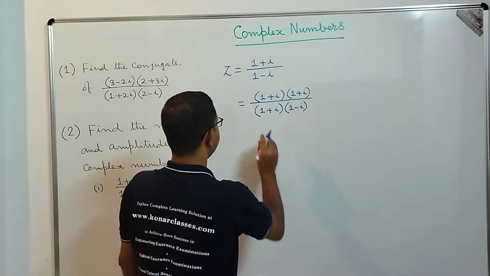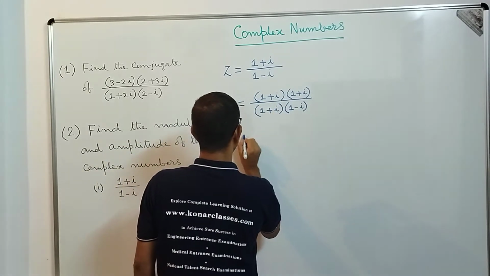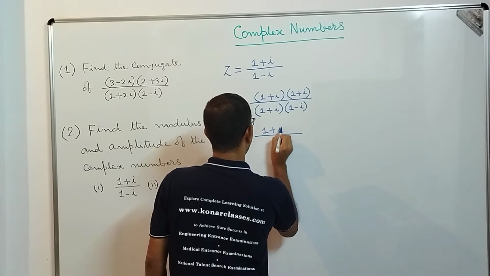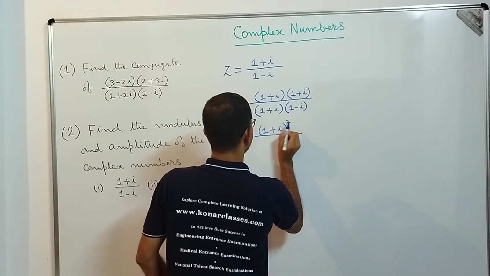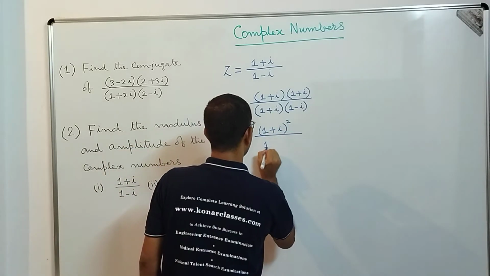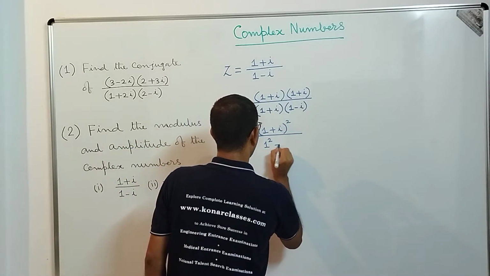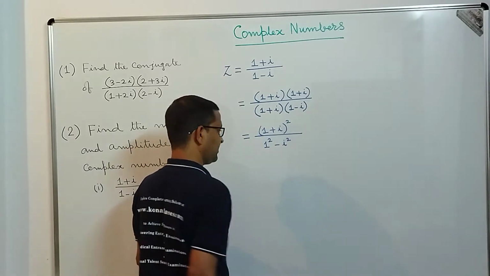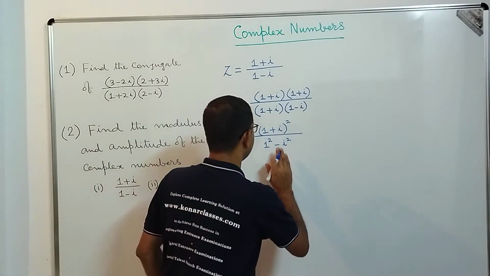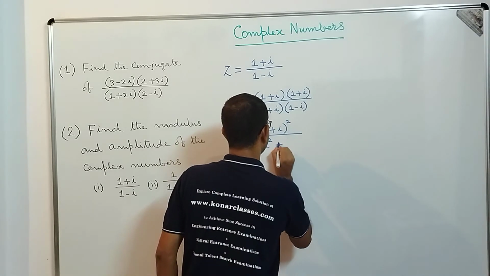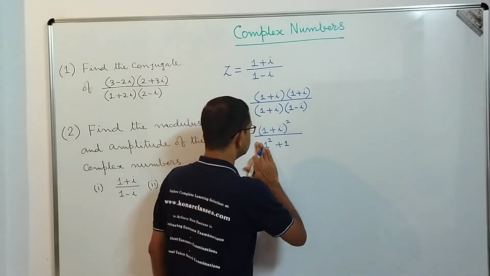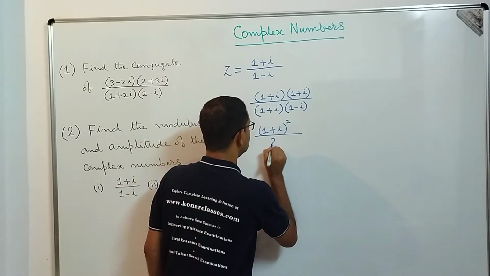So what we get, dear students, is 1 plus i into 1 plus i in the numerator, that is (1 plus i) whole square, and in the denominator we get (1 plus i) into (1 minus i), that means 1 square minus i square. What is i square? i square is minus 1. So minus i square becomes plus 1. Sorry, 1 square is 1, so 1 plus 1 becomes 2.